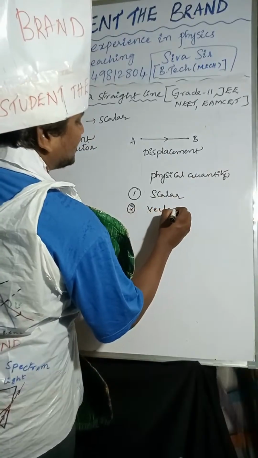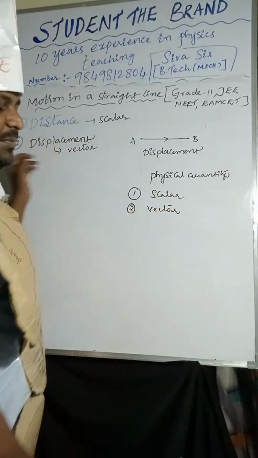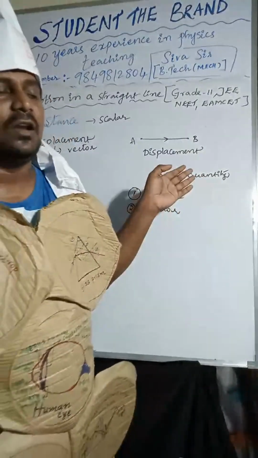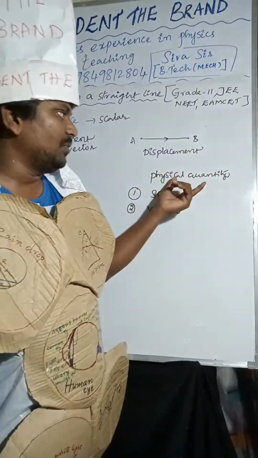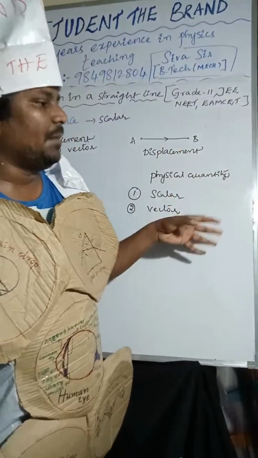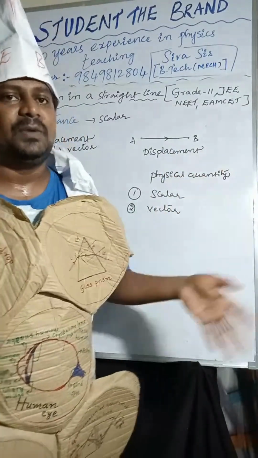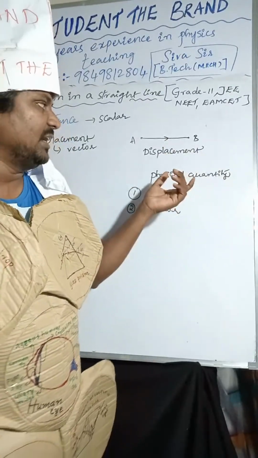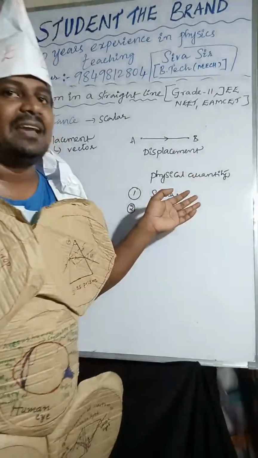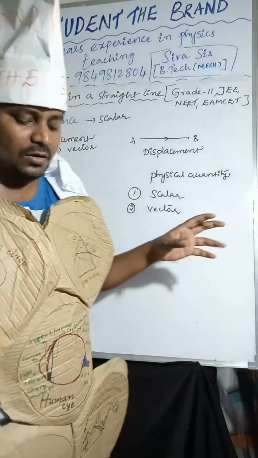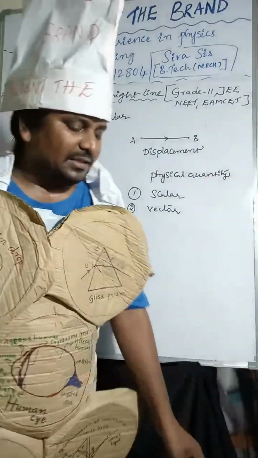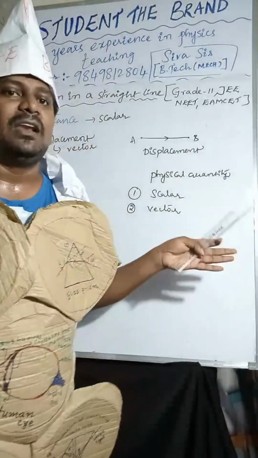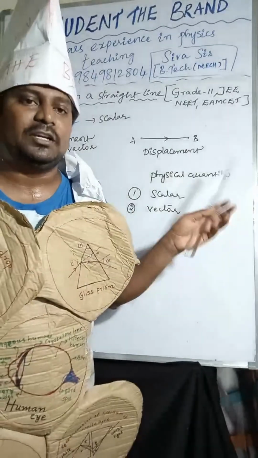The quantity which can be measured is called a physical quantity. For example, mass, density, volume, speed, velocity, acceleration, and anything we can take. That is a physical quantity. Scalar is nothing but the quantity which has only magnitude.